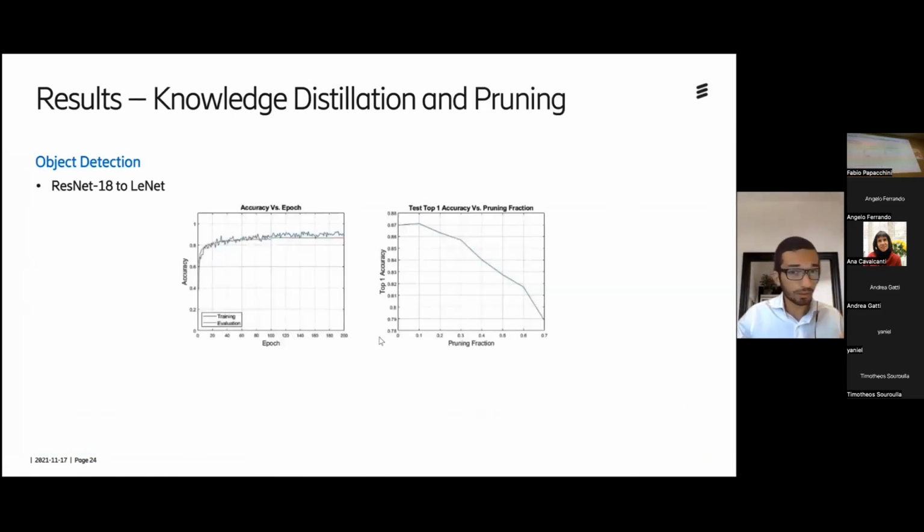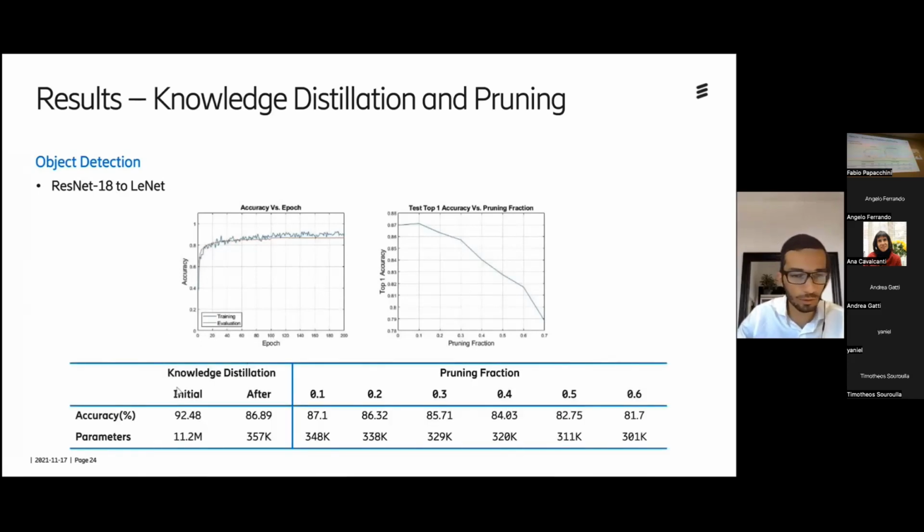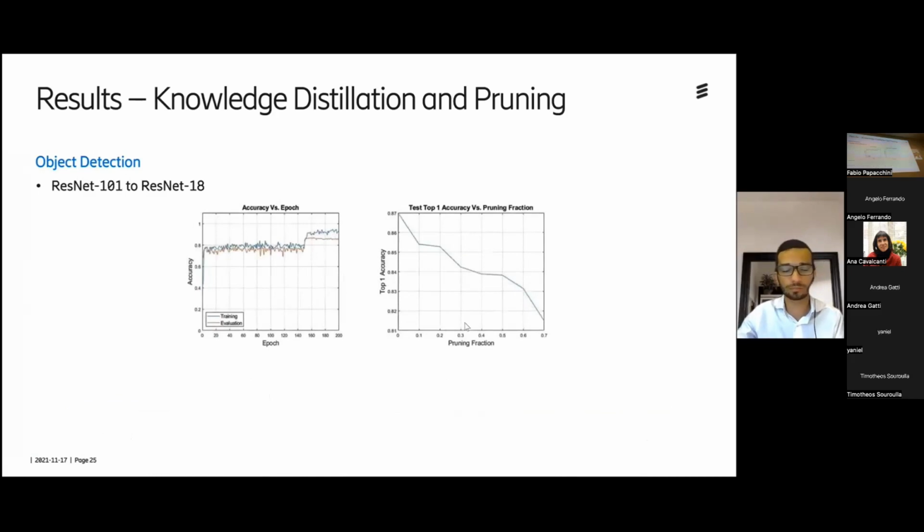And moving to our last experiment. We used ResNet 18 as teacher and LeNet as student model, and we had the knowledge distillation and then pruning. We can see the results here: we began with 93% accuracy and 11.2 million parameters, and we ended up with 300,000. So we removed 11 million parameters from the model, and we had an accuracy drop of 10%. So our compression percentage was 97%, while the accuracy drop was 10%, and we still achieved accuracy higher than 80%.